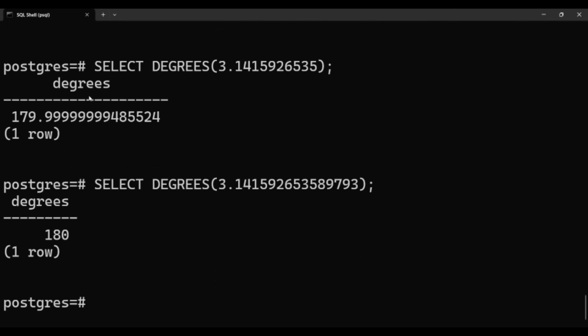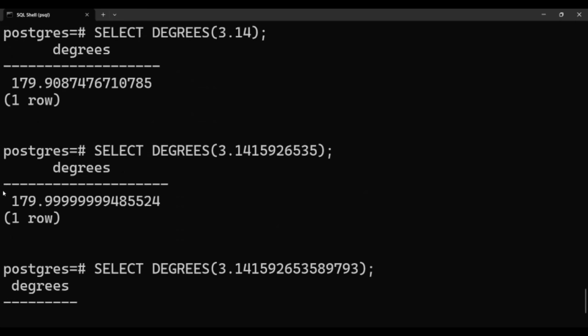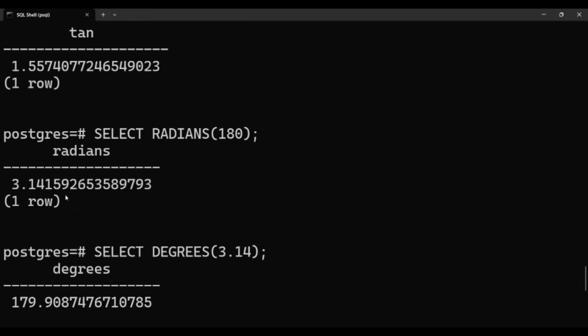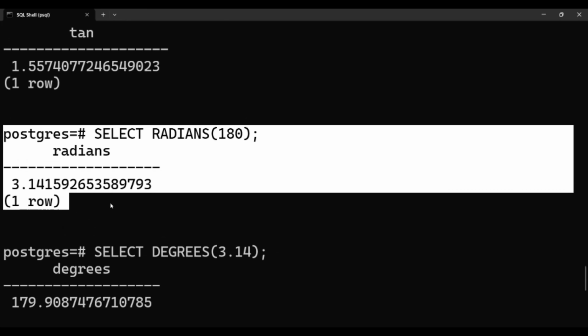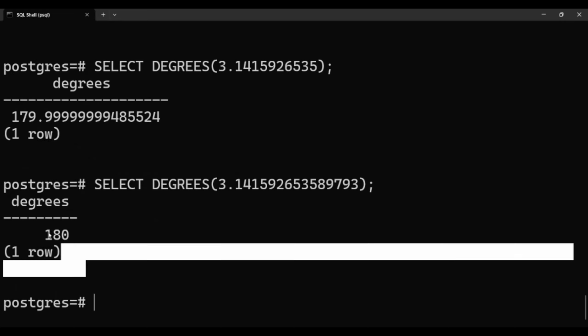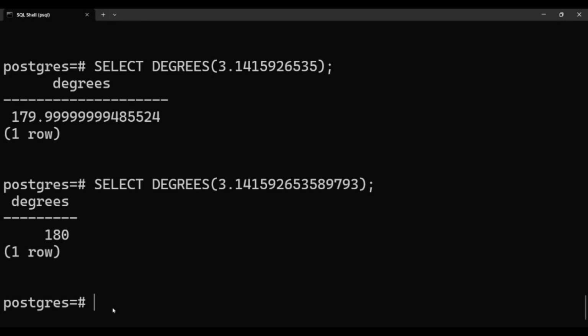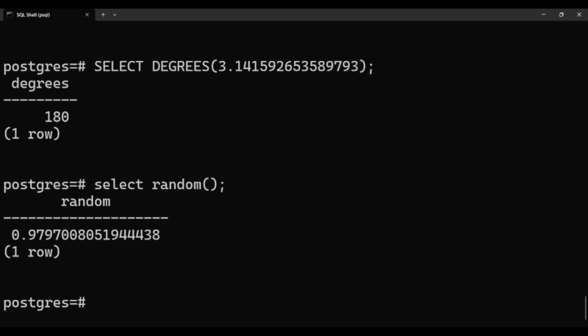Okay, so now let us know about another mathematical operation function, that is random values. Here I was showing degrees and radians. So now let us know about random values. Random values we can generate from 0 to 1, as well as up to whatever number you want.